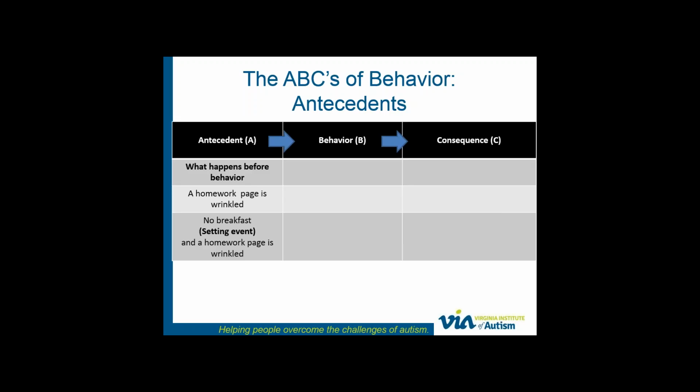Have they eaten? Are they sleeping? Do they have headaches? Do they have allergies? Because all these things can set the occasion for other antecedents becoming triggers for problem behavior. So sometimes parents say, well, he doesn't do it always, just sometimes when I tell him to do this, he has aggression. And then I start thinking about those setting events. So what's changing from one day to the next? Does that make sense?